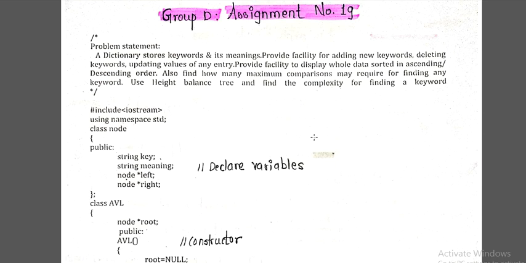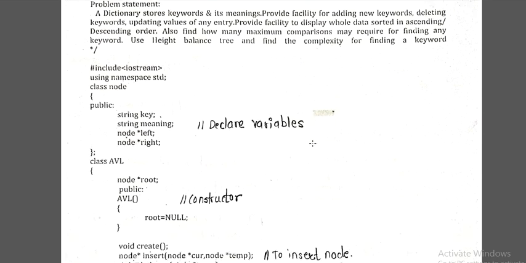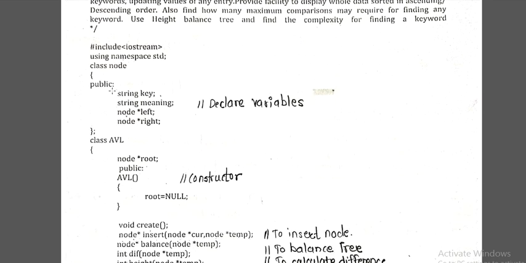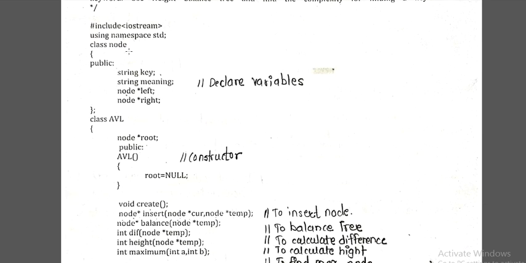Here it is our assignment D19 from group D. We have included some header files as per the requirement, and we have declared one class of the type node. After declaring the class, the variables we are going to use are a string key and its meaning, both in string format. Then there are the left pointer and the right pointer of the node.